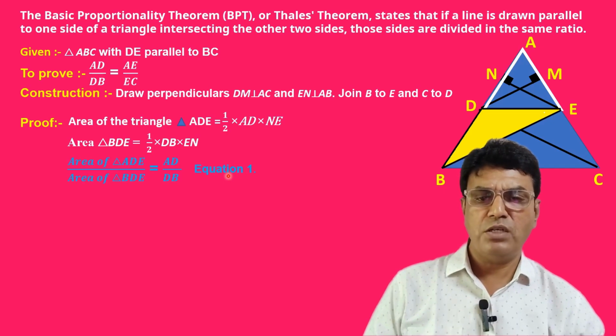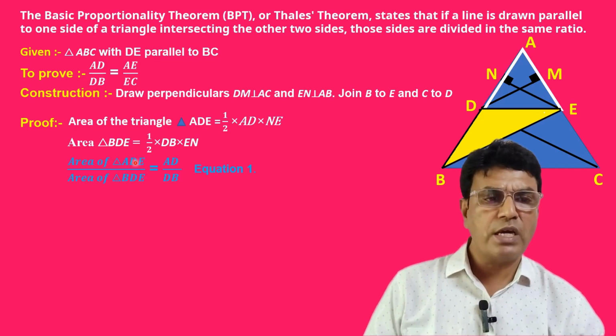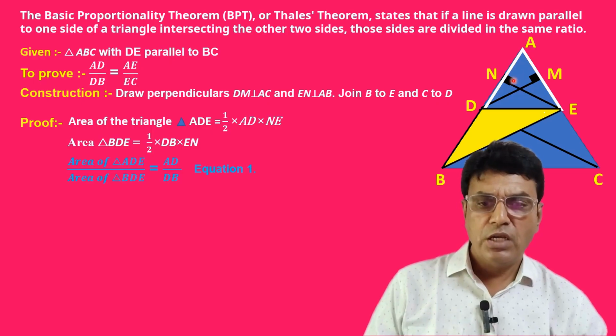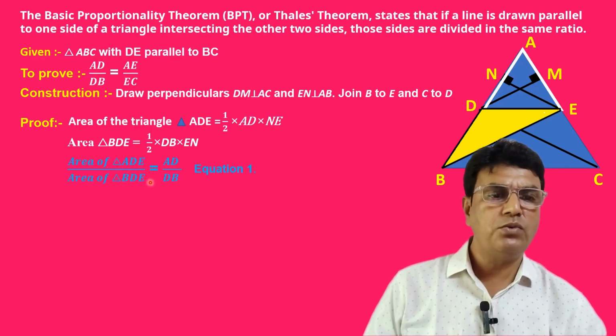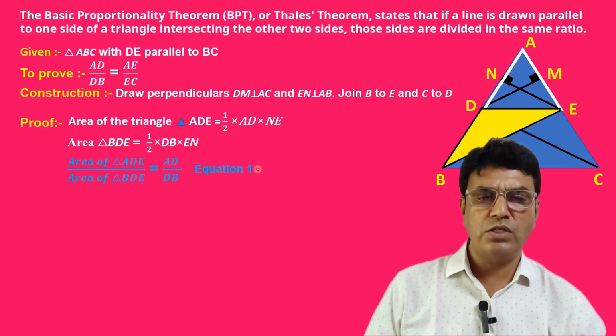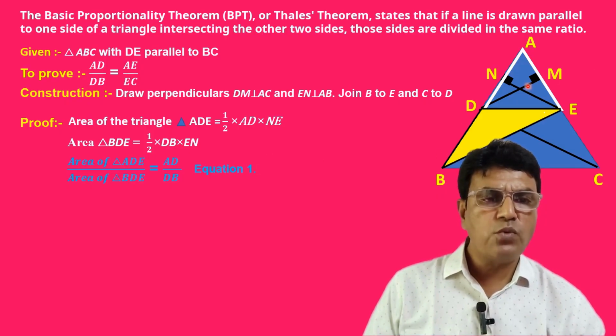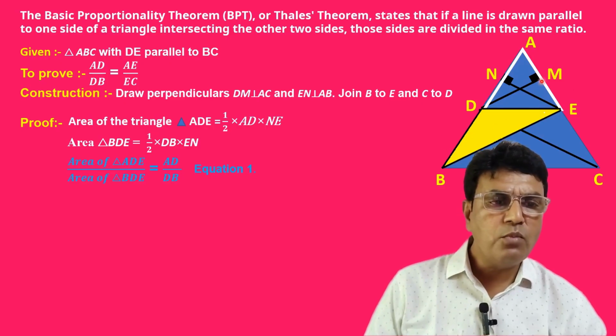So again I will repeat, the ratio of the area of triangle ADE to the area of triangle BDE will be equal to AD upon DB there, and this becomes our equation 2. Once we have finished with this side here, now we shall move along to the other side AC there.